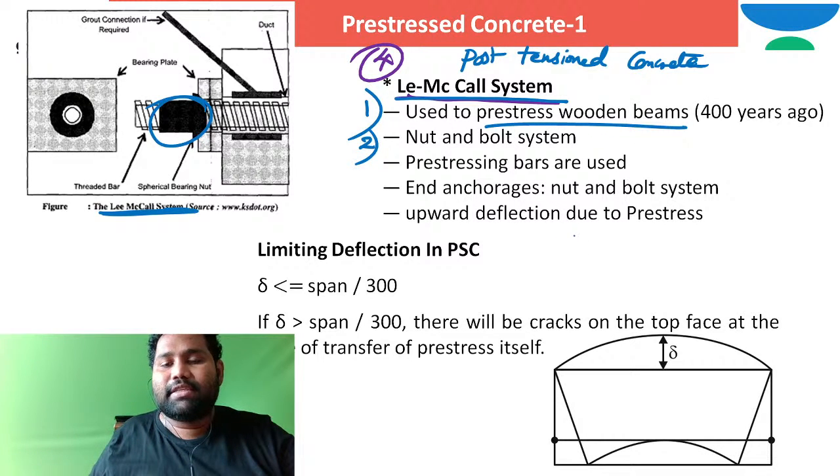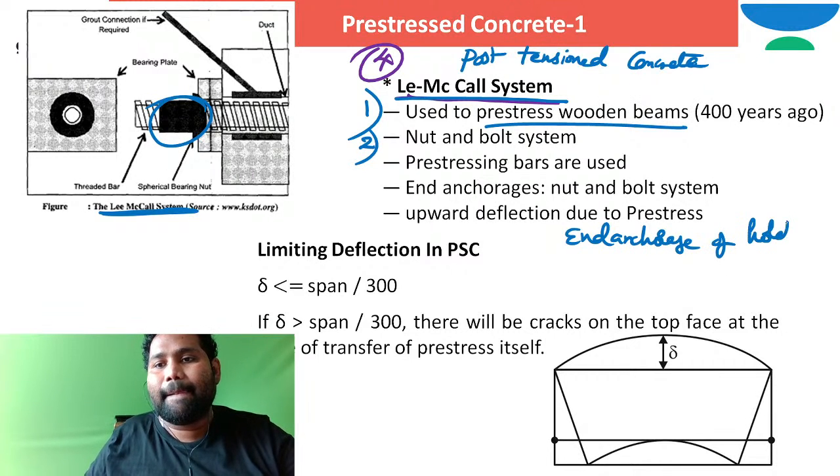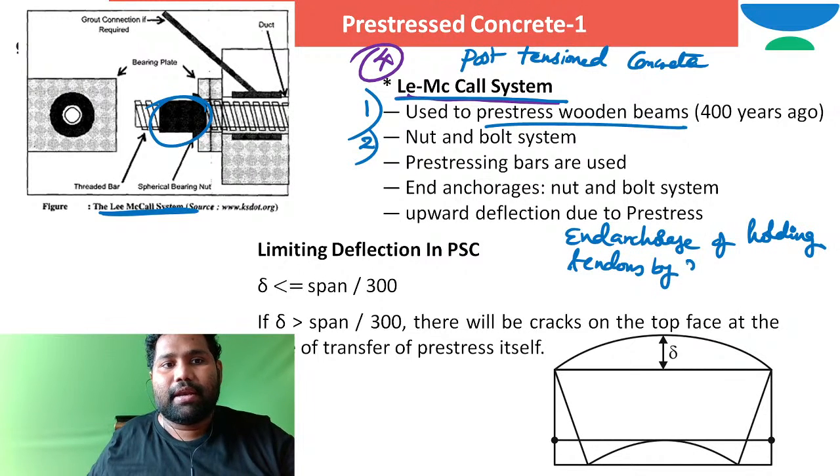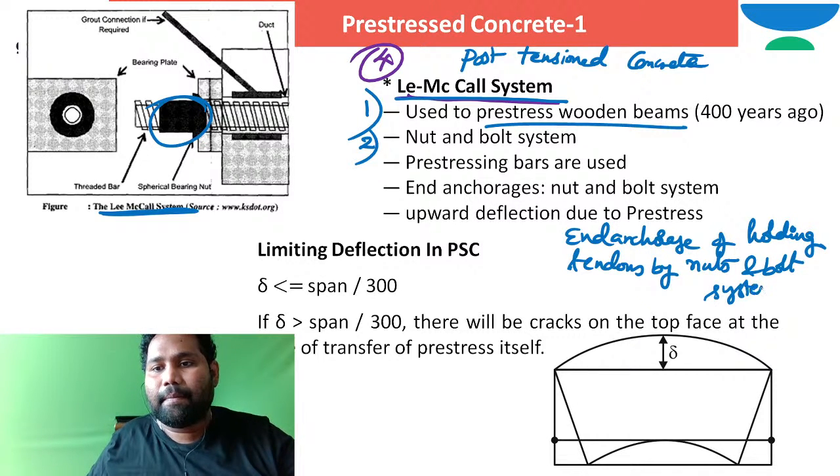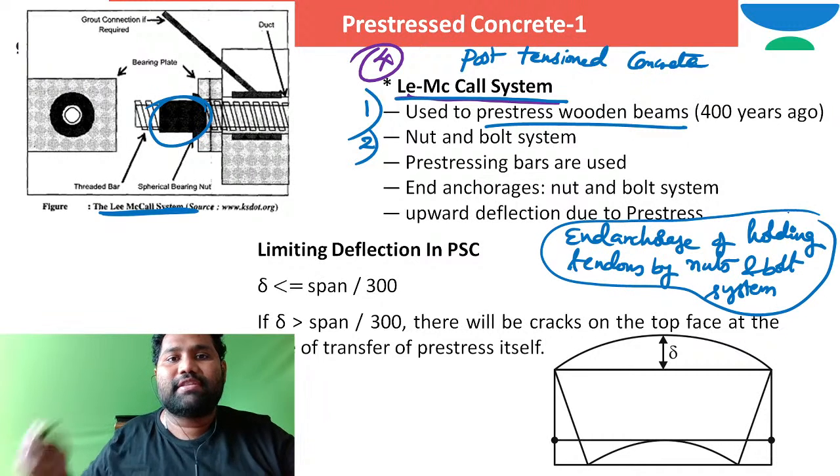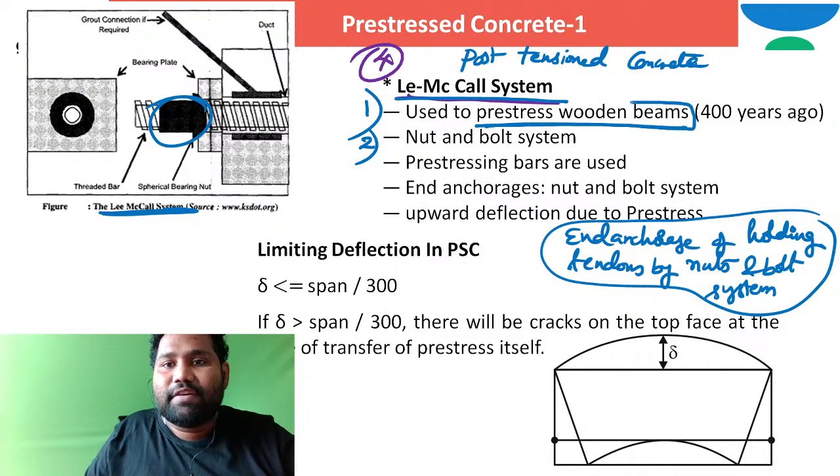So I can say the end anchorage holds the tendons by a nuts and bolts system in the case of the Lee-McCall system. Where is this Lee-McCall system useful? It is used in the manufacturing process of pre-stressed wooden beams. There is a lot of difference from pre-stressed concrete. This Lee-McCall system is used for pre-stressed wooden beams.